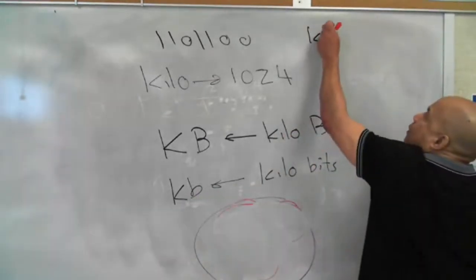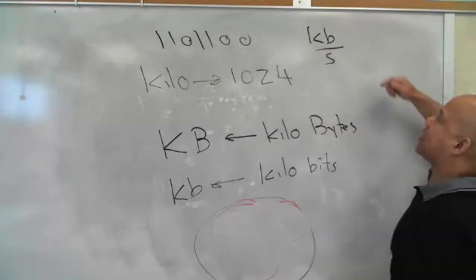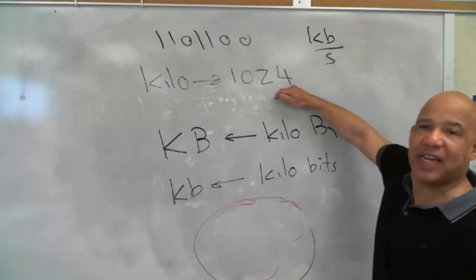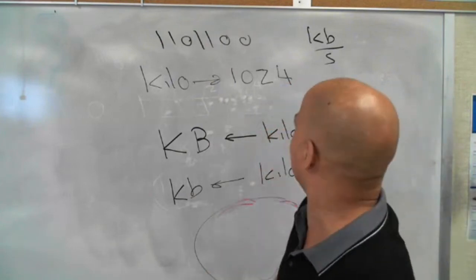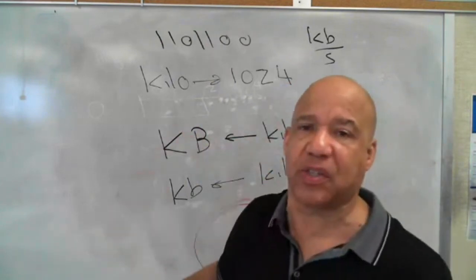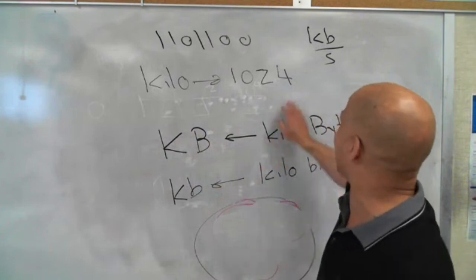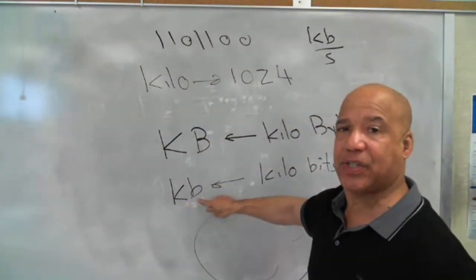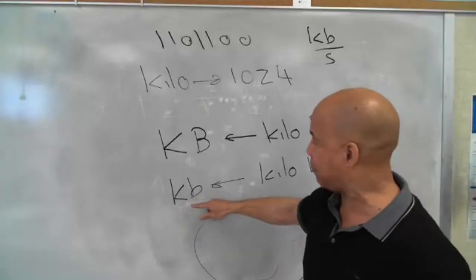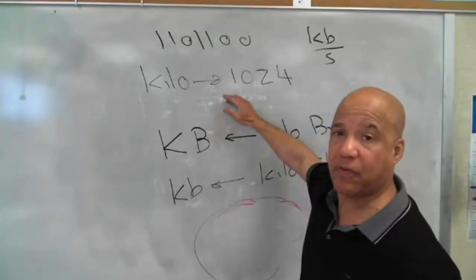The speed would be kilobits per second, and this was 1,000 bits per second. It wasn't even 1024. I got on Google and they say, it gets confusing, so I don't want to confuse you. Back in the day, kilobits would be 1,000 bits. Kilobyte would be 1024. So I don't want you to be confused.